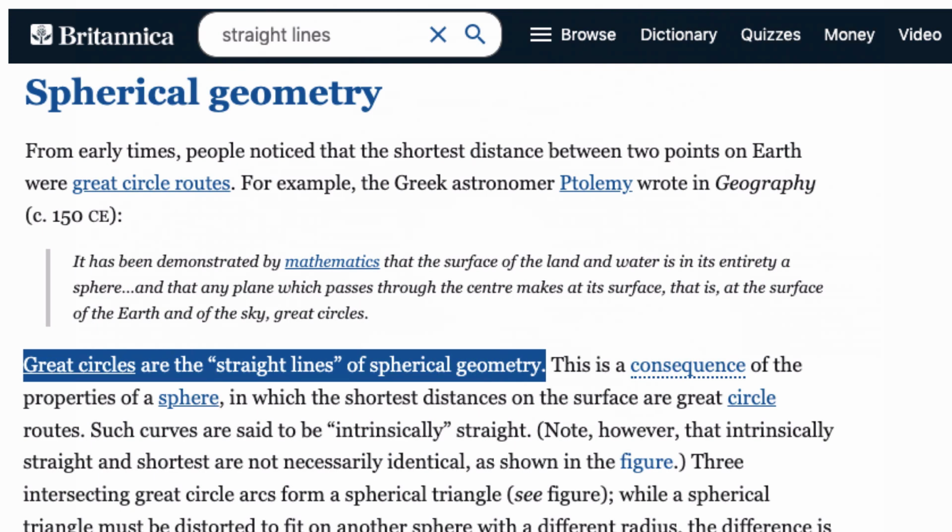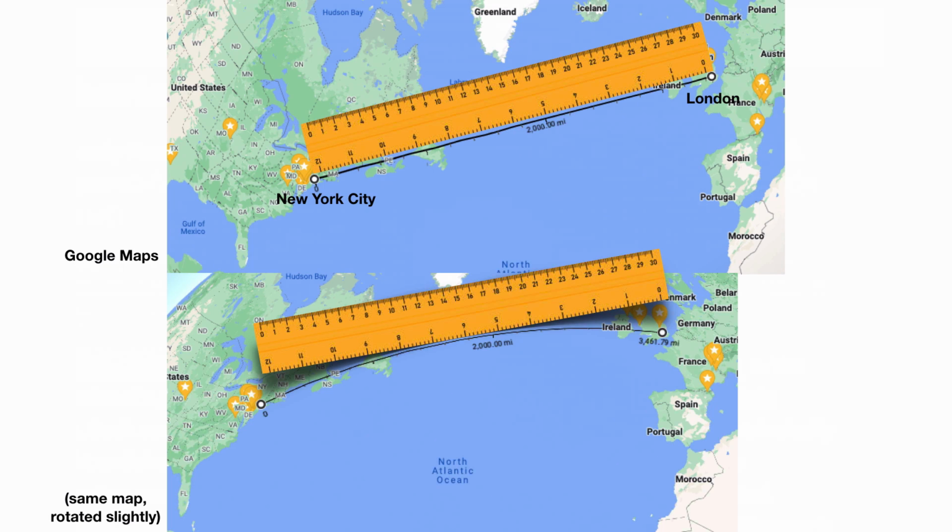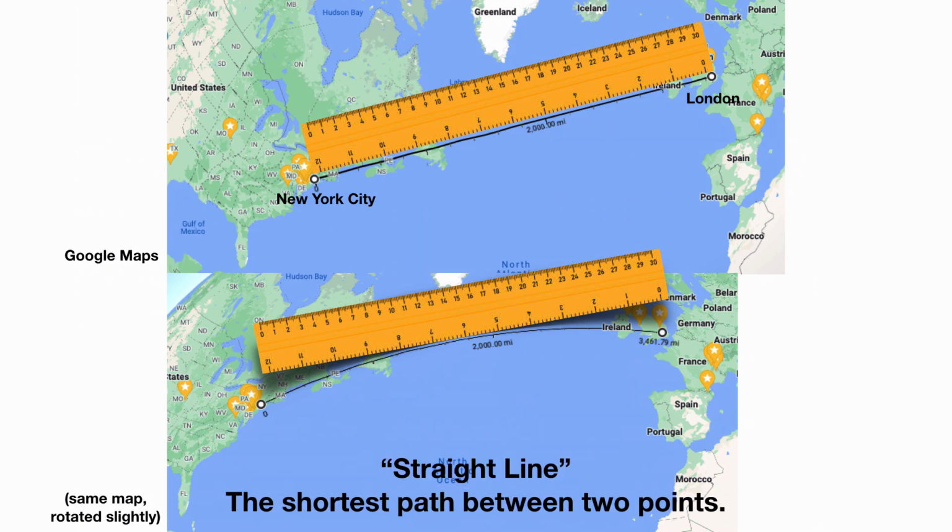As shown in this page from the Encyclopedia Britannica, great circles are the straight lines of spherical geometry. A fellow can hold up a globe and say, draw a straight line from New York to London, aka a geodesic or a great circle route. And someone else will insist that it's not a straight line because it isn't a Euclidean straight line. It is, however, the shortest path drawn on the surface of the sphere.